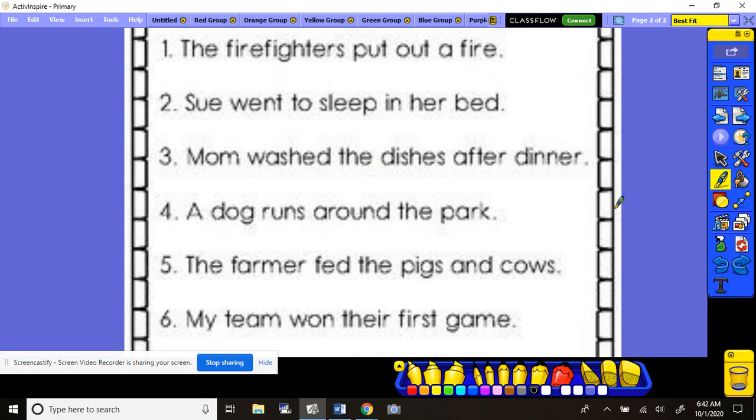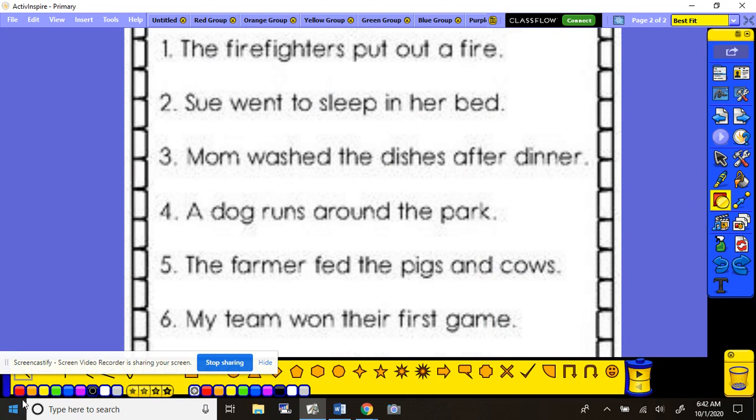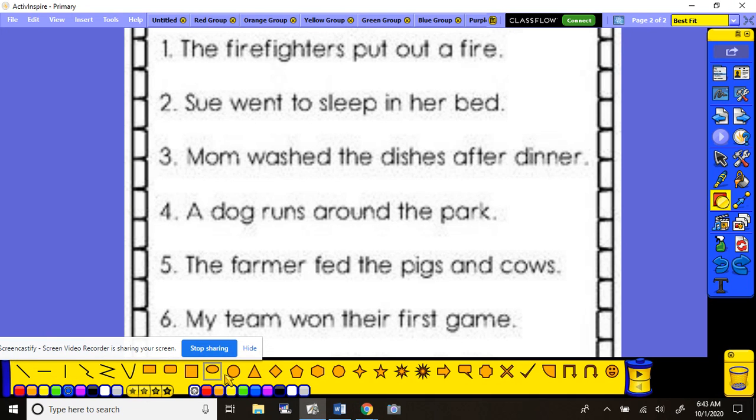So let's practice with a couple more sentences. This time we're going to circle the naming part in blue, and we'll circle the telling part in red. So I'll do the first two, and then I'll give you time before I circle on the last four. So, the firefighters put out a fire. Well, the naming part is who the sentence is about. That's the firefighters. And what did they do? They put out a fire.